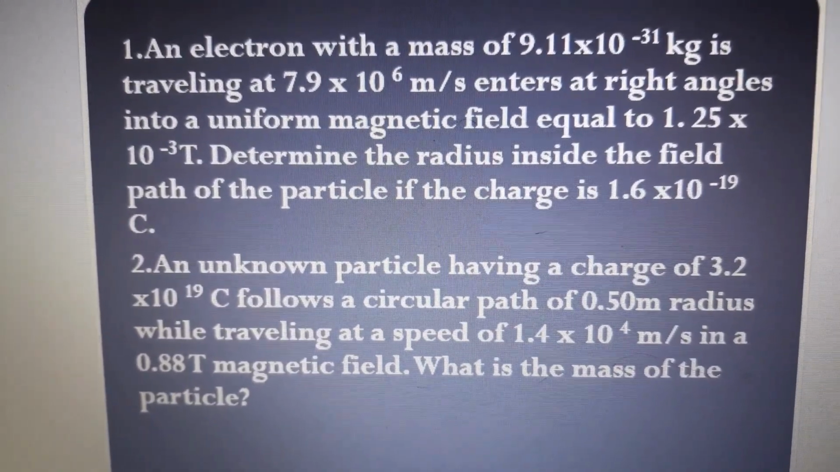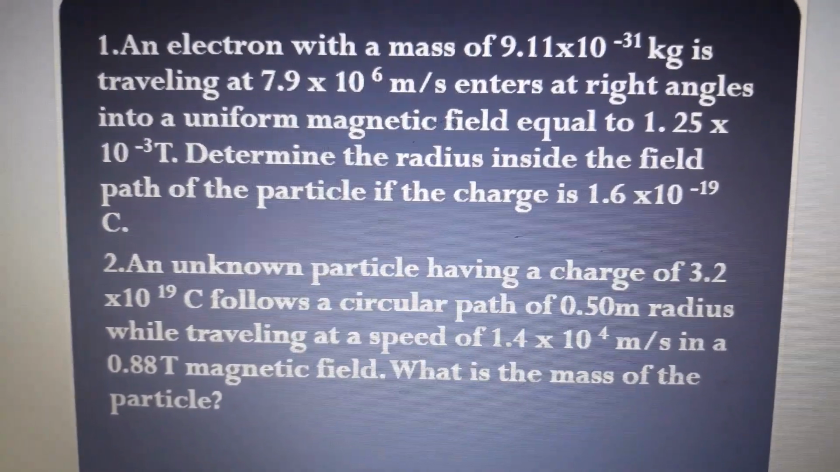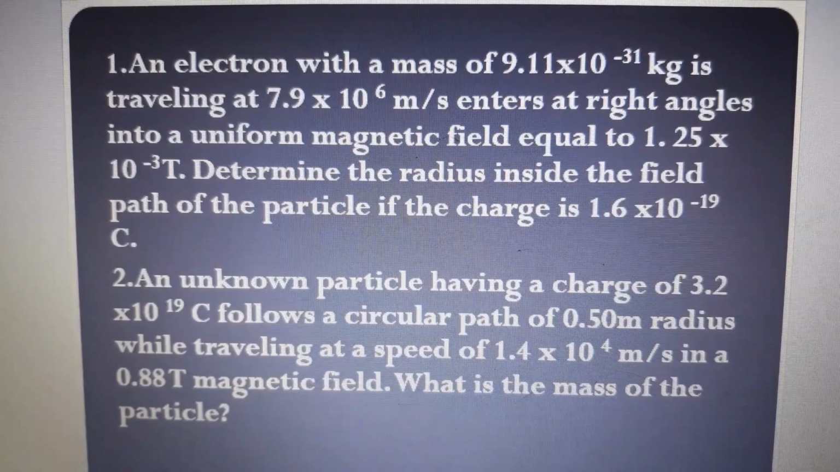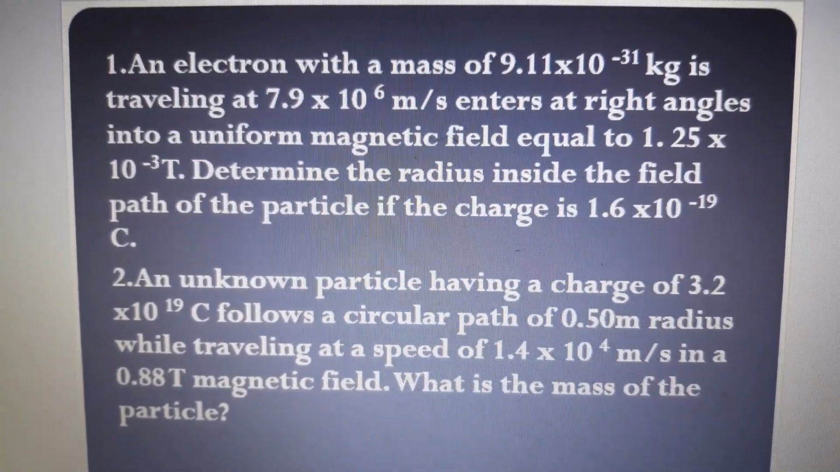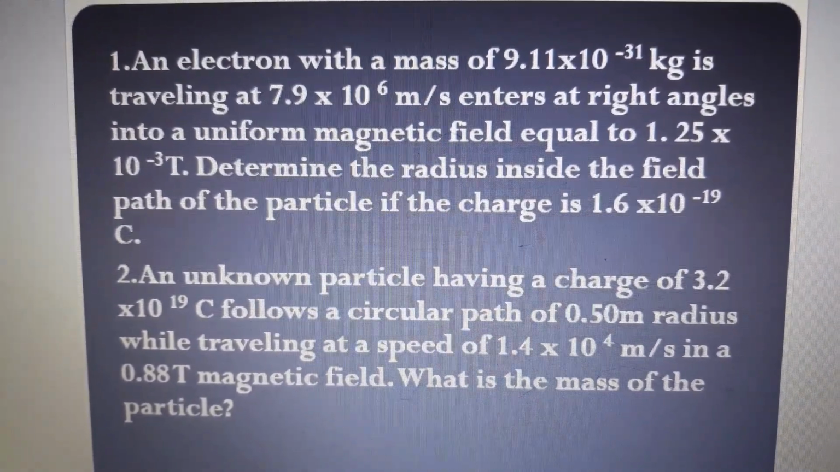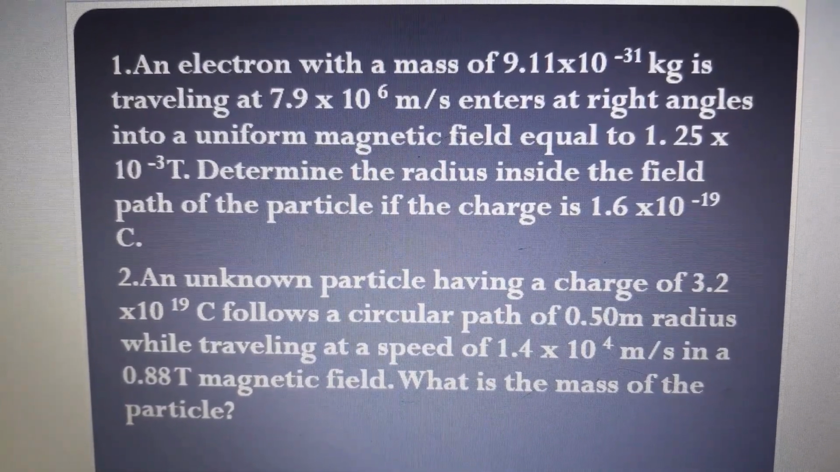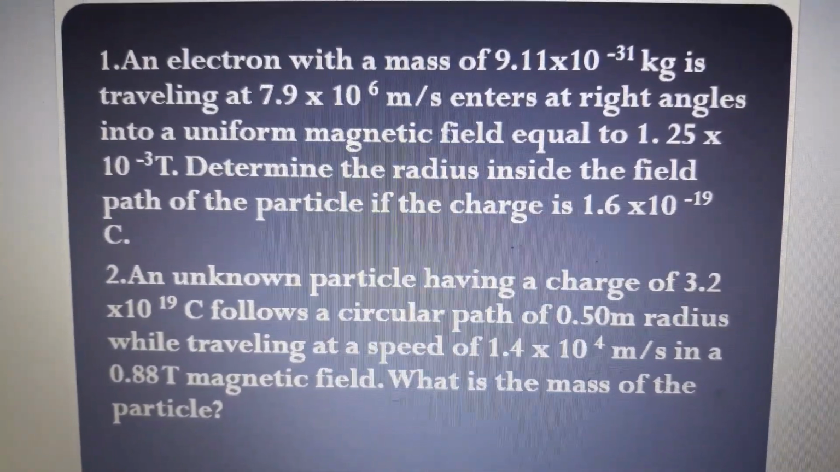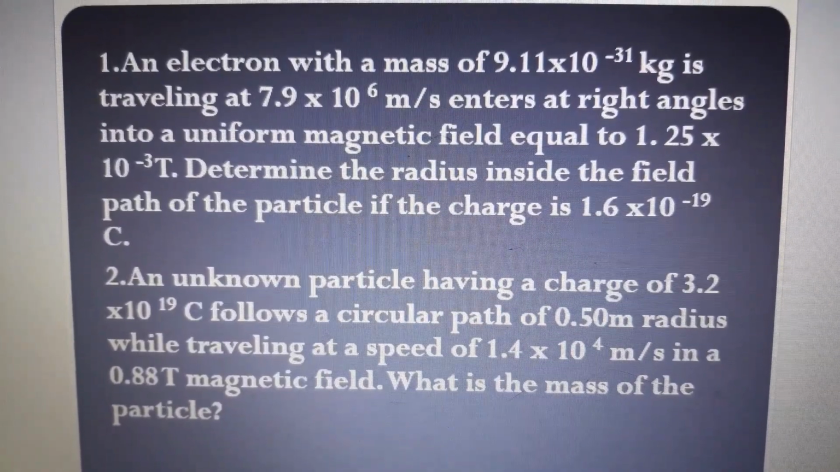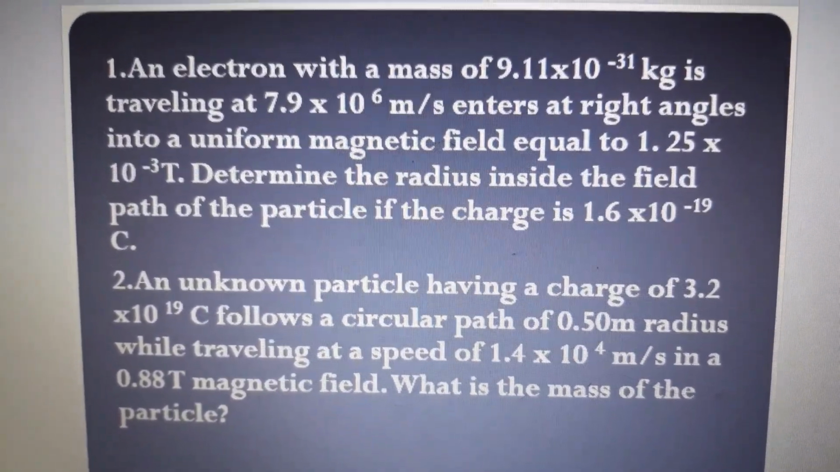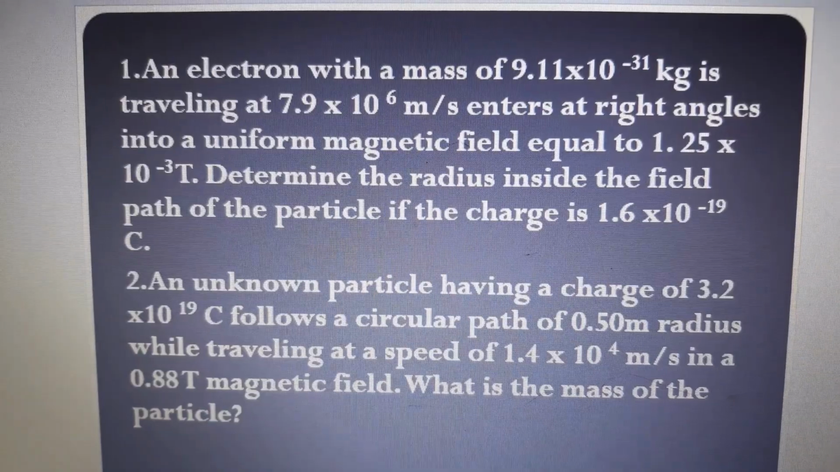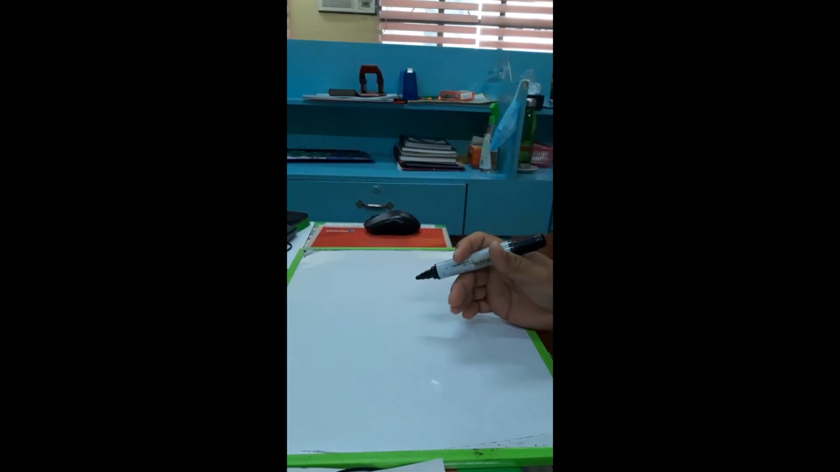What is the mass of the particle? So in number 1 problem, you are going to determine the radius. So radius ang hahanapin. In number 2, the problem is mass. Ang isosolve po natin is the mass. So I will show you how are we going to solve these 2 problems completely using the equations that we derived a while ago. Ayan.